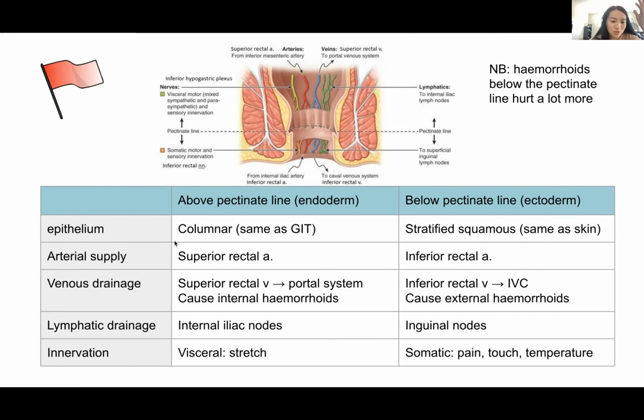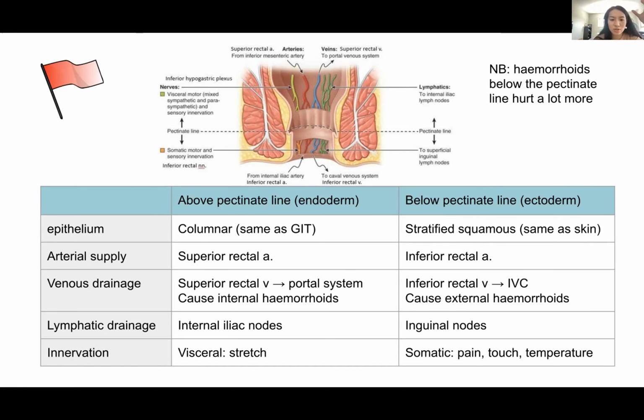Arterial supply is also different, superior rectal artery and then inferior rectal artery, right? And then we've got the venous drainage. Above it will be the superior rectal vein that goes to the portal system, whereas on the outside, it's the inferior rectal vein, so exactly the same as the arteries, except it goes to the IVC. So that's the normal blood system. Oh my god, I forgot what it's called. The systemic blood system. So portal versus systemic. I'll talk about it later, but it's a site in the body where the portal system and the systemic system meet.